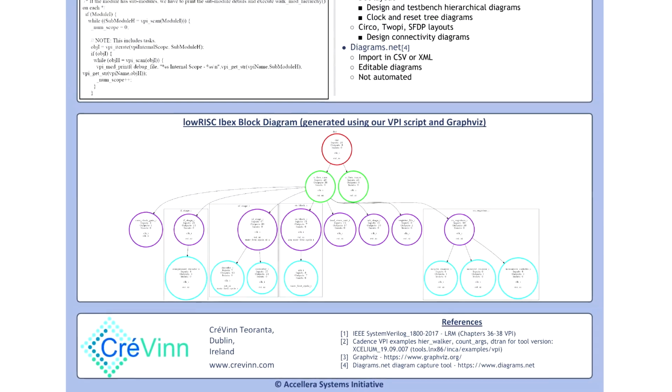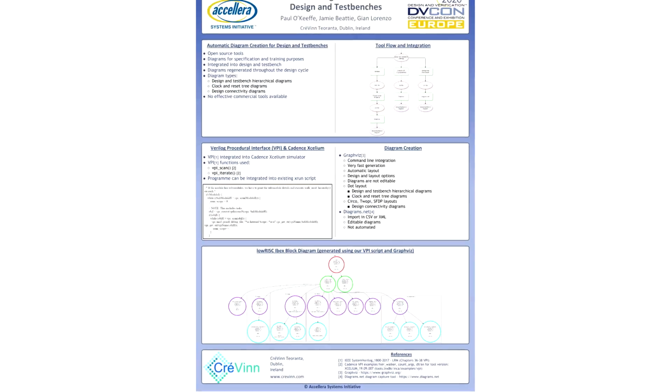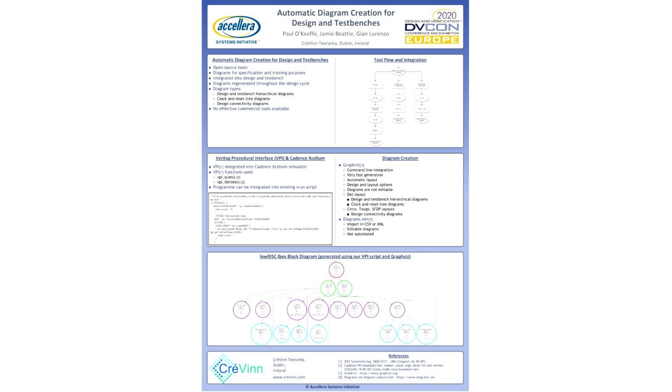So as you can see, this tool is working effectively for automatically producing hierarchical diagrams, and this flow will be incorporated into future projects at CreVinn. The creation of design connectivity diagrams is ongoing and will likely use both GraphViz and diagrams.net, depending on the complexity of the diagrams being created. Overall, this investigation has been a success and progress on the tool will continue.